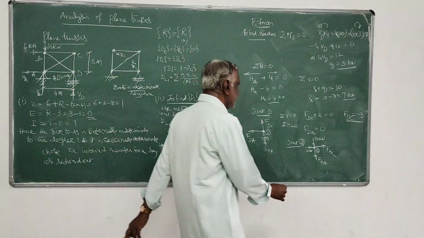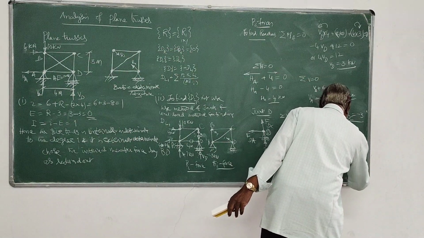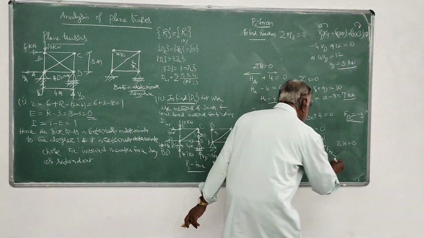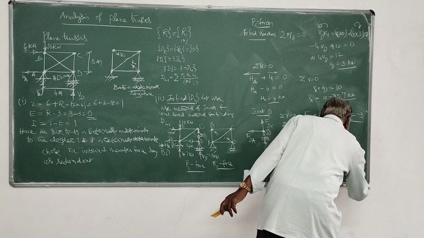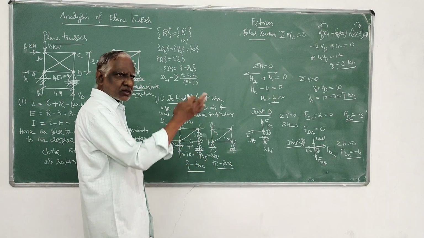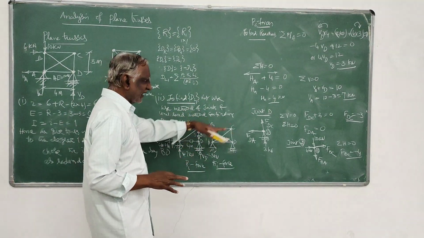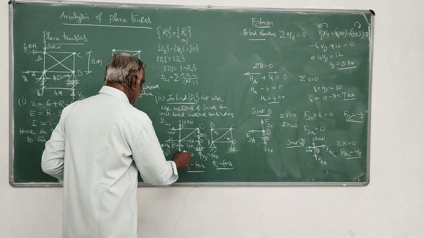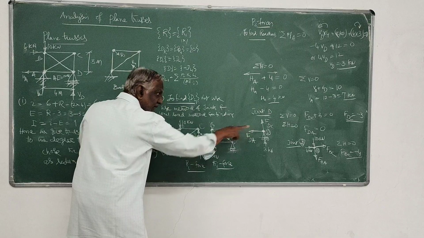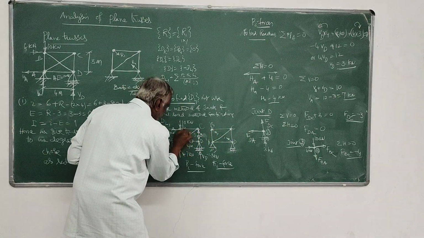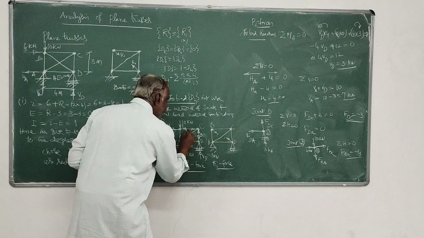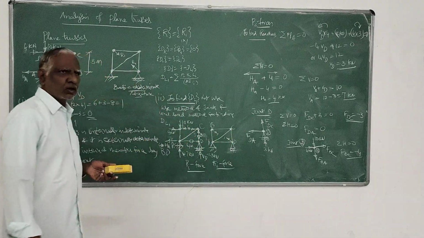Adopt two equations. Sigma H equals 0 will give FBC plus 4 is equal to 0. Therefore, FBC is minus 4. Minus means I have to reverse the direction. Here at B, I have taken the arrow moving away. Now I have to put the arrow moving towards. Here also, put towards and write that force, 4 kilonewtons.